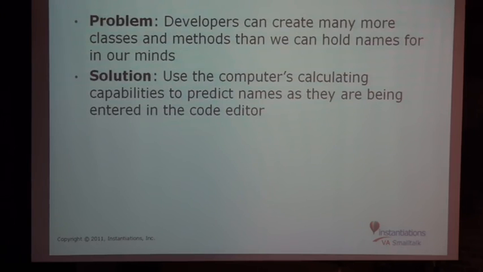So starting with Code Assist. The problem is developers, you know, we have huge brains, but we can't keep everything in there. And so we forget the names of things. We forget how methods are spelled, where the bicapitalization is, many things like that. It's just too much to clutter our minds with. So the solution is to use the computer's calculating capability to help us with that, to predict and provide suggestions for what you're trying to do.